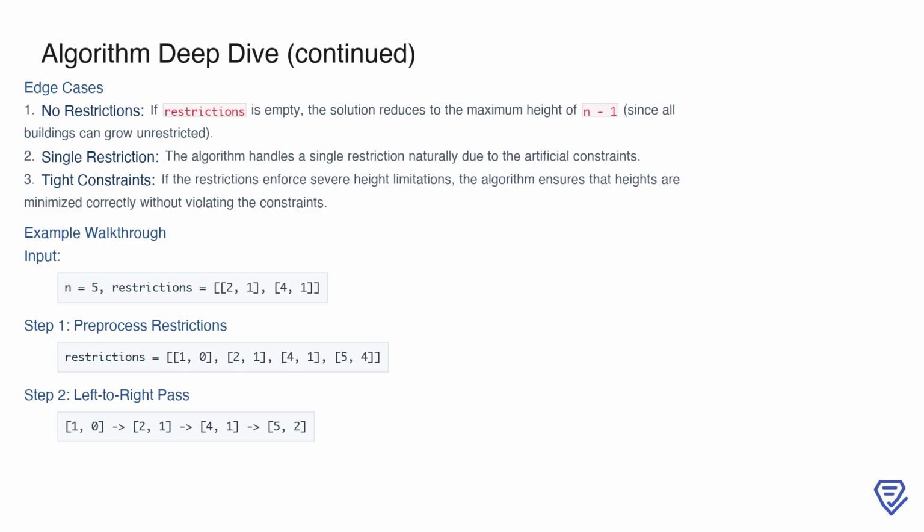Let's consider an example to see this process in action. Suppose n equals 5 and restrictions equals [[2, 1], [4, 1]]. First, we preprocess the restrictions by adding [1, 0] and [5, 4], resulting in [1, 0], [2, 1], [4, 1], [5, 4]. During the left to right pass, the heights are adjusted to [1, 0], [2, 1], [4, 1], [5, 2], to ensure the adjacency rule is respected.